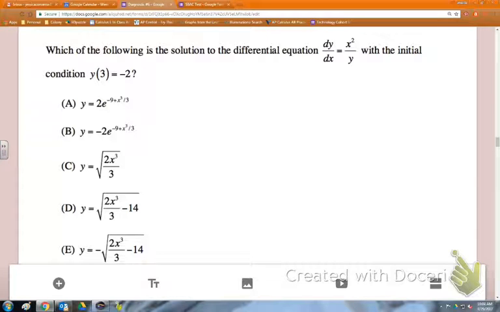Okay, this question is question number 8. It says, which of the following is the solution to the differential equation dy/dx equals x squared over y with the initial condition y of 3 equals -2?